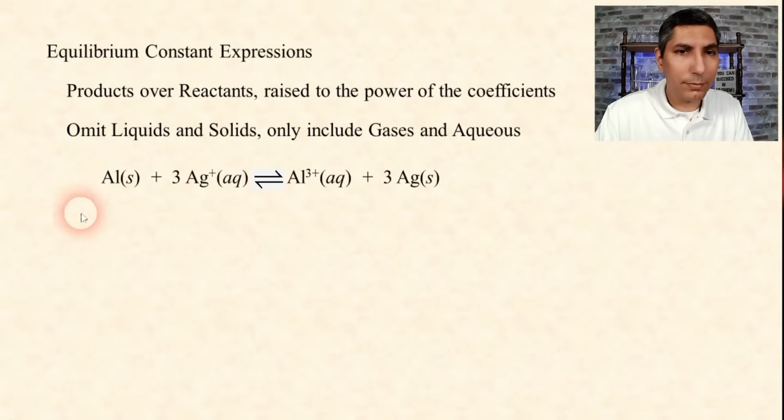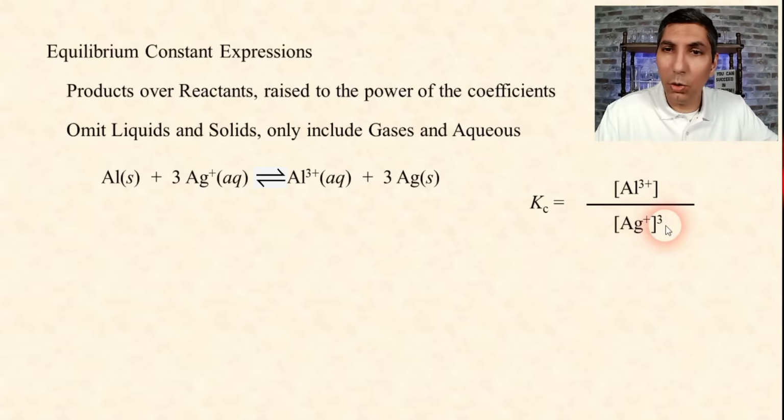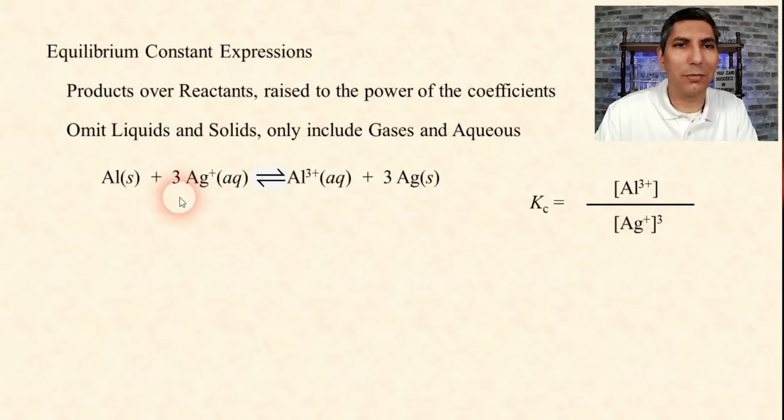So in this one here, notice we have a couple of solids, and so we have to ignore those, or at least omit them from the equilibrium constant expression. If we're going to write this in terms of concentration, that's called Kc. And you would write these in brackets. And so the brackets imply the molarity of the solution or the substance. So Kc equals the concentration of the aluminum ions over the concentration of the silver ions cubed. And once again, that cubed is because there's a little 3 as a coefficient right there.